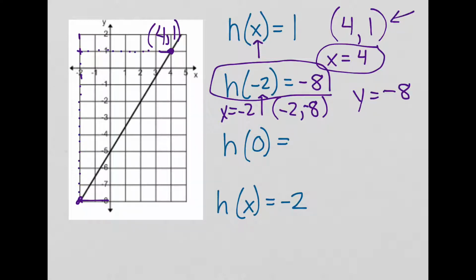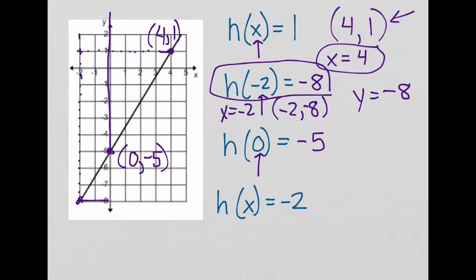All right, h of 0. Do I know x? Yep. X is 0. When x is 0, that's this line. Crash, I hit my function right there. The coordinates at this point are 0, negative 5. So when x equals 0, my function equals negative 5.